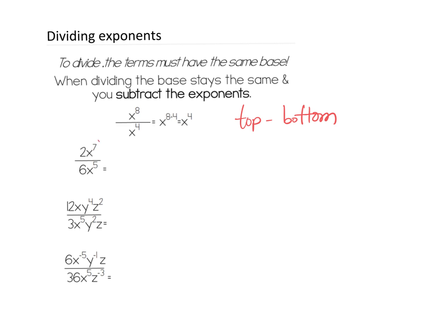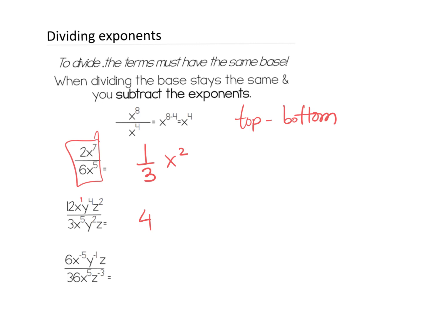The first problem right here, we have 2 over 6, which is 1/3. We simplify the coefficient. x to the 7th divided by x to the 5th, so you take 7 minus 5. You get x squared. All right, number 2. 12 over 3, you get 4.